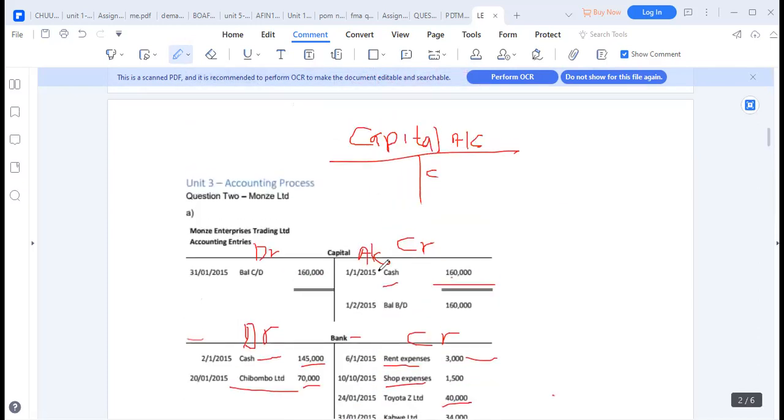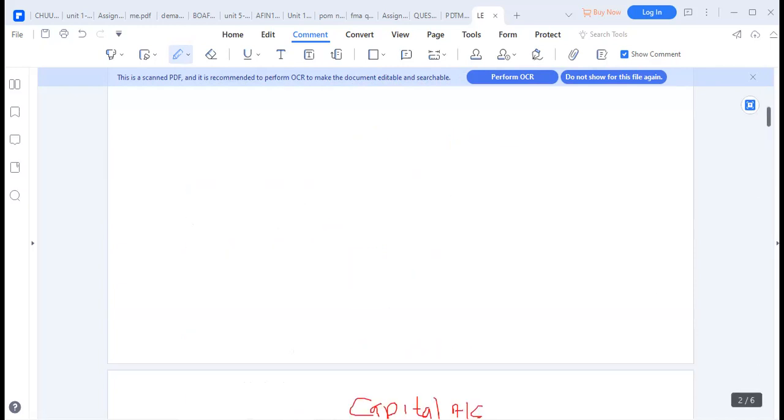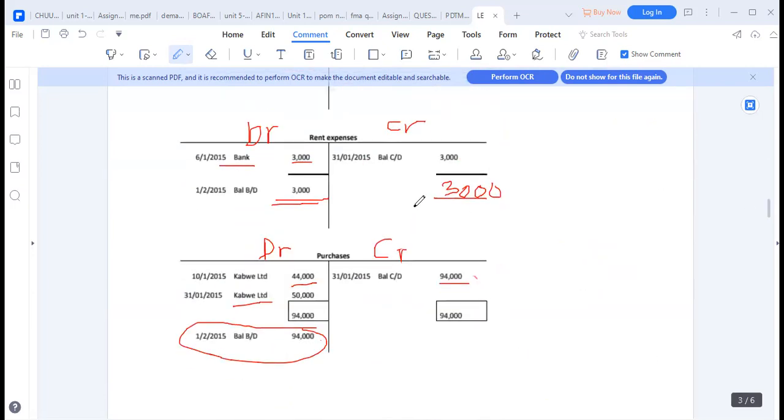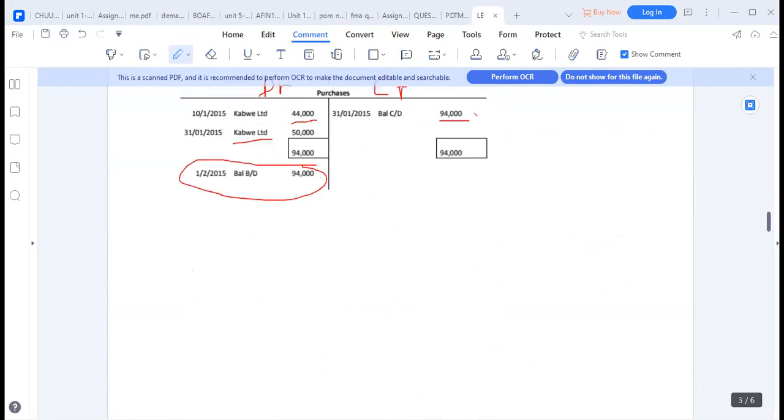Then capital account, we still have 160,000 because that capital was just in form of cash. So the balancing figure is 160,000 that we still have on a capital base. Then we are getting down to the rent. Rent is still there as rent. It is showing, because an expense should have a debit balance. Purchases, it has a debit balance. Purchases, all expenses and assets, they have a debit balance.